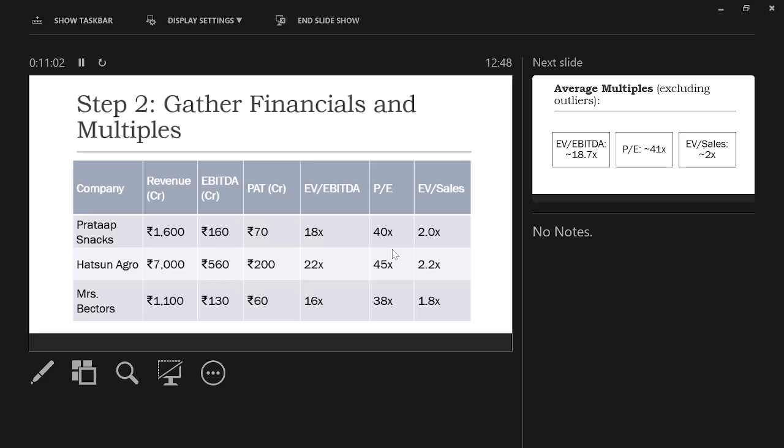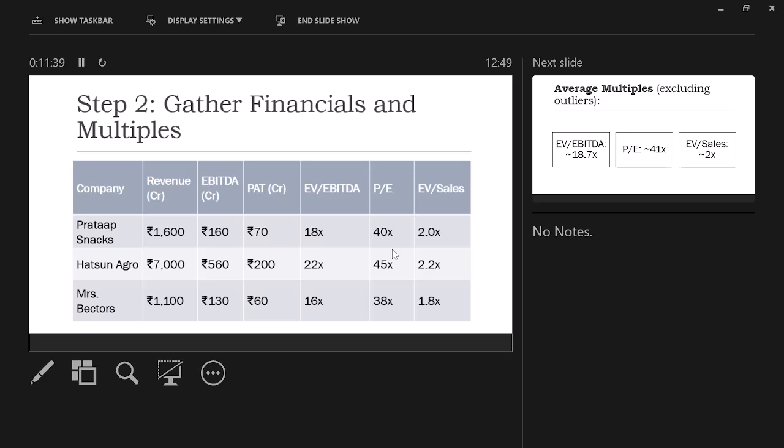Then price earning ratio. Now, as for price earning ratio, which is the cheapest company? What's your name? Harshita. Harshita, yeah. Which is the cheapest company out of these 3 trading in the market? Lowest, because Mrs. Bector is trading at 38 times its earning per share. Okay. So this is priced 36 times over its earning per share. That's the cheapest, because all others are trading at higher prices.